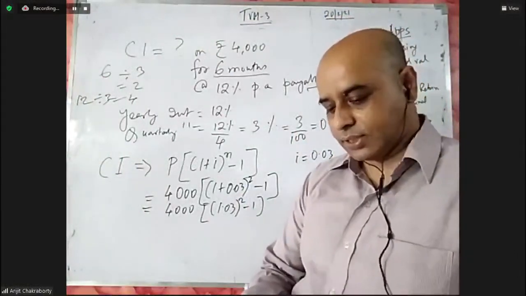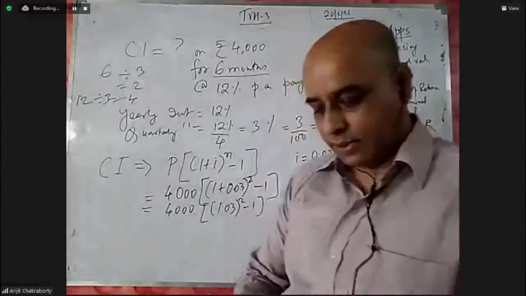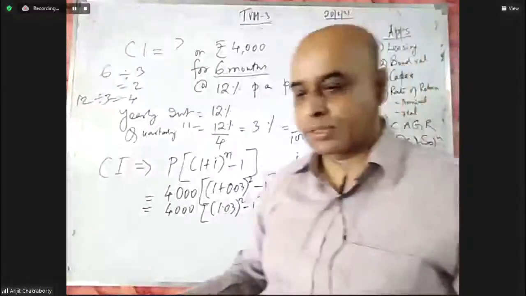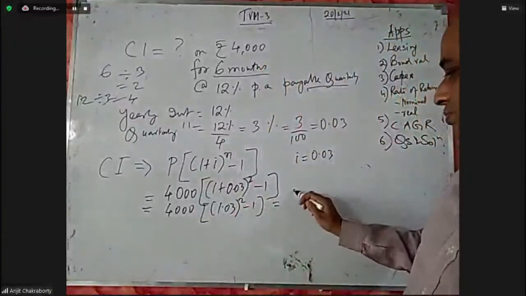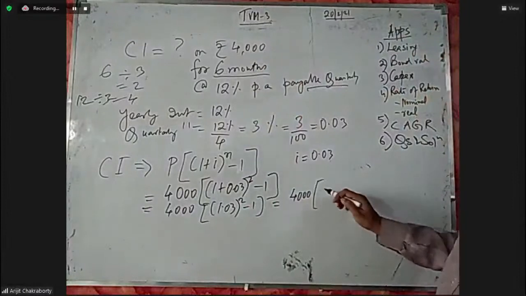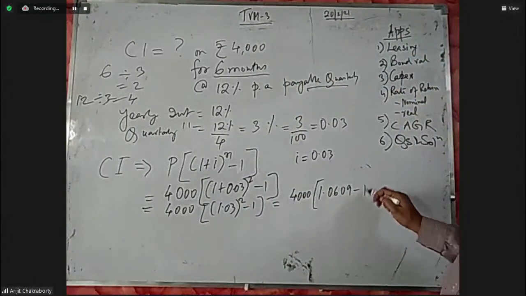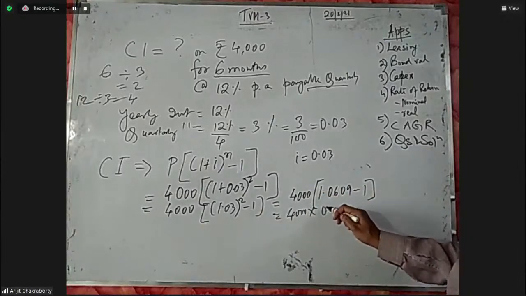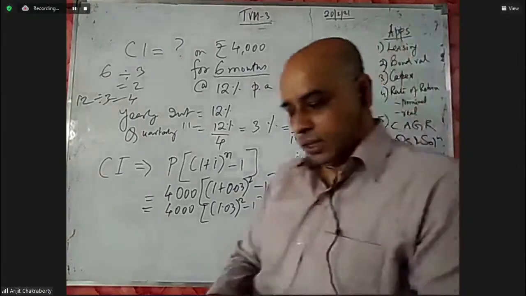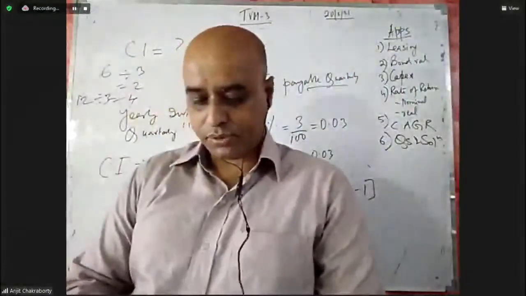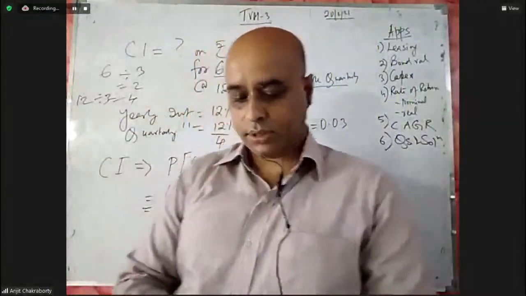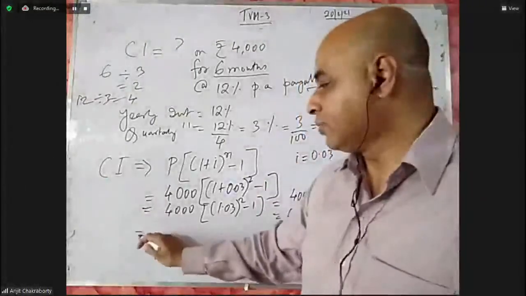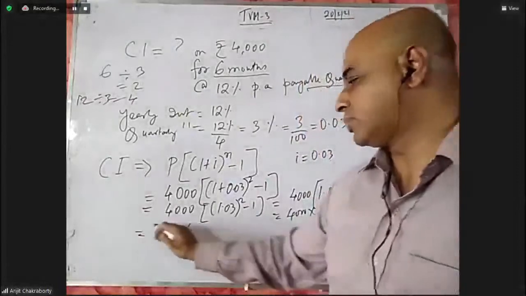Fine. Please calculate with me and see. 1.03 into 1.03 is 1.0609. So this is equal to 4,000 into 1.0609 minus 1. So this is equal to 4,000 into 0.0609. How much is that? Let's see, 4,000 into 0.0609. I'm getting 243.6. So the compound interest is 243.6 rupees.